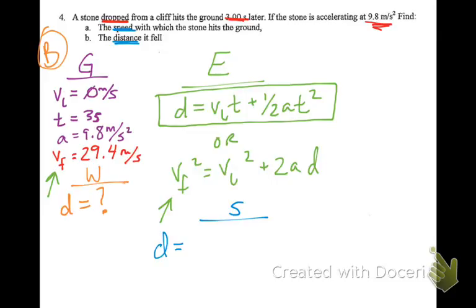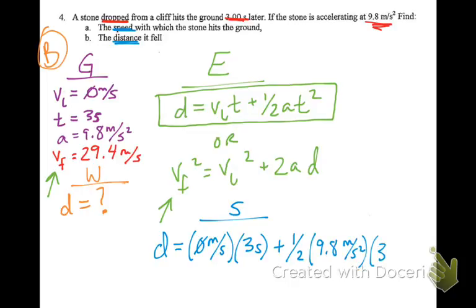So we've got our distance. Vi is 0 meters per second. Our time is 3 seconds, plus 1/2 times 9.8 meters per second squared times 3 seconds squared. Our final answer when we solve for our distance is 44.1 meters. So hopefully that's what you got.